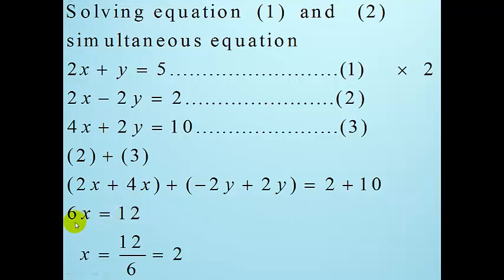How do we solve for x? We have to divide the left hand side by 6, and we divide the right hand side also by 6. Now dividing the left hand side by 6, we have x. And dividing the right hand side by 6, we have 12 divided by 6, and this is equal to 2. So x is equal to 12 divided by 6, and the result is 2. This means that the value of x is equal to 2.